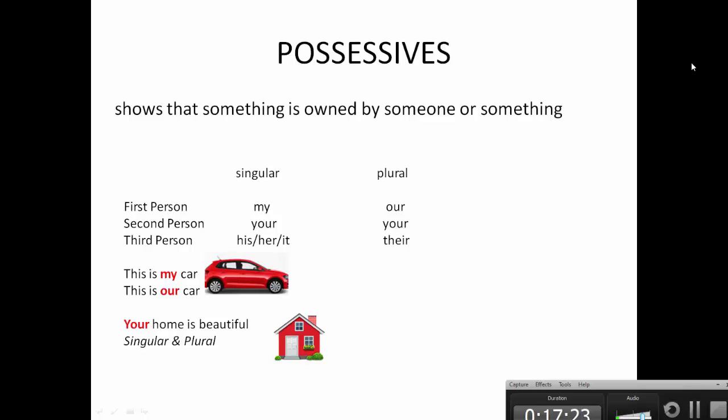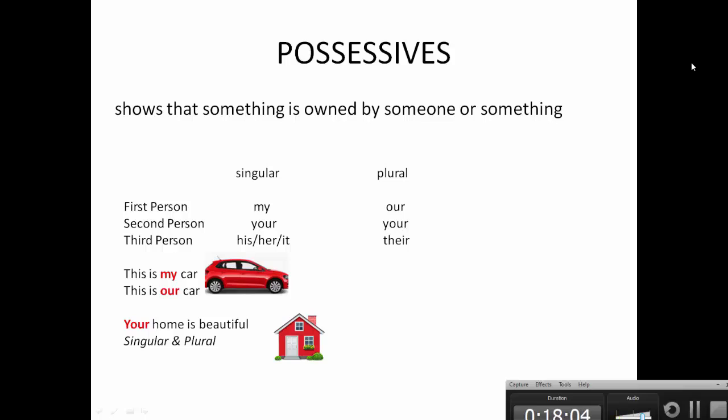Possessives show that something is owned by someone or something. First person, second person, third person. Singular, we've got my, your, his, her, and its. And for plural, we have our, your, and their. First person singular, my. First person plural, our. Second person singular, your. Second person plural is your. Third person singular, his, her, and its. Third person plural is their.